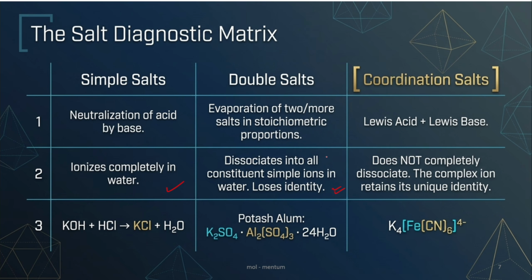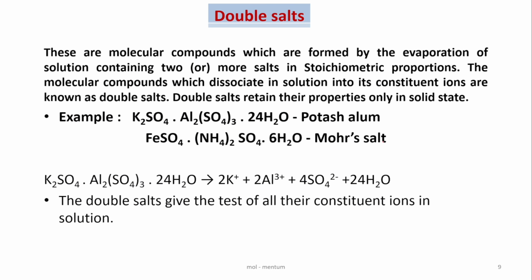We have Mohr salt, carnallite, potassium alum. Whereas coordination compounds do not dissociate completely, and the complex ion retains its unique identity. That is the important part. So these are the examples, these three: simple salt, then double salt, then this one is the coordination compound. Double salt I have already discussed, like potash alum and Mohr salt, and basically they are formed by the combination of two salts. So you can write ferrous sulfate and ammonium sulfate, so ferrous ammonium sulfate is the chemical name.